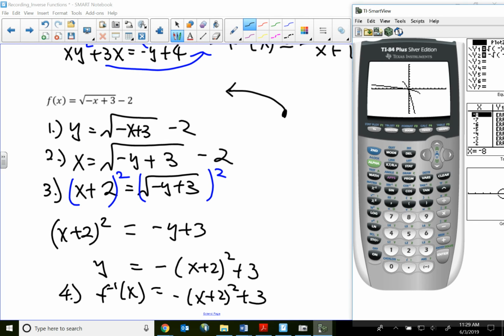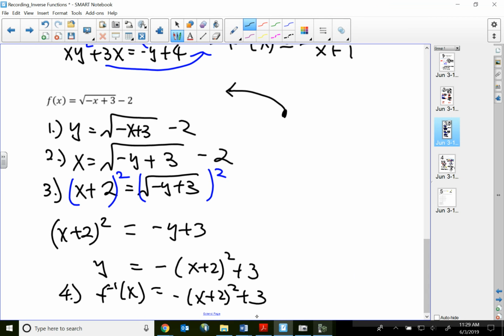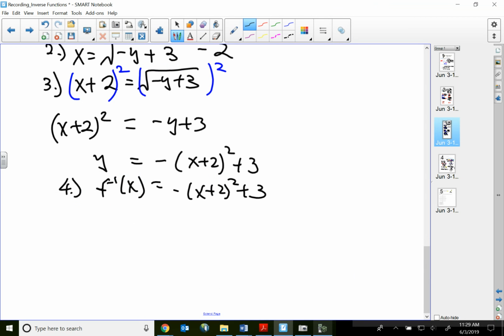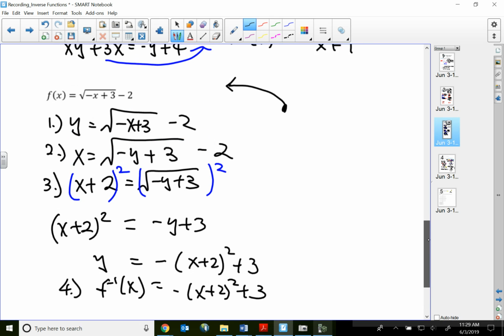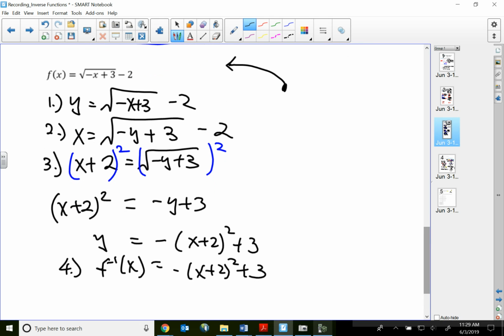Very interesting. So the parabola I drew earlier, I actually only need half of it, not the whole thing. Remember, I have a restriction on the domain. Negative x plus 3 equal to 0, so that means x is equal to 3.